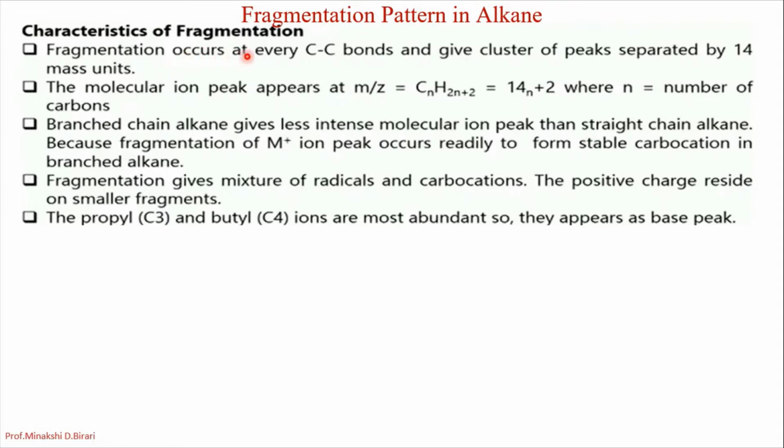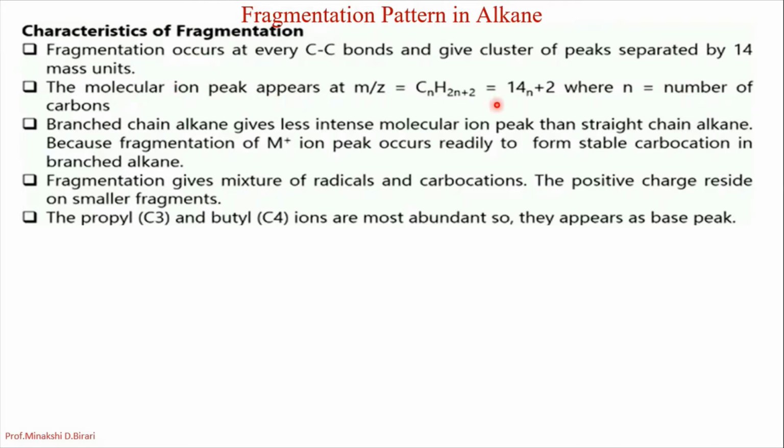So when the fragmentation in alkane occurs, each and every carbon-carbon single bond is going to cleave. Therefore, there is a formation of a cluster of peaks and each peak is separated by 14 mass units. So we get the cluster of peaks due to the cleavage of every carbon-carbon single bond in the alkane. The second important one, the molecular ion peak appears at a mass to charge value equal to CnH2n+2, which is equal to 14n+2, where n is the number of carbons.